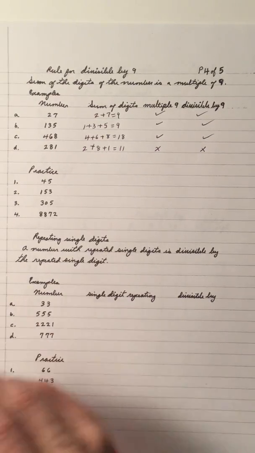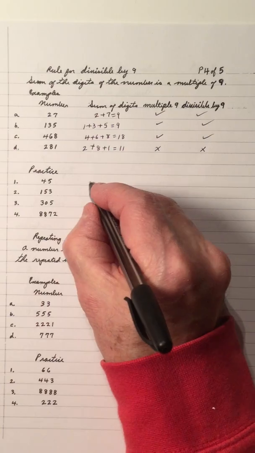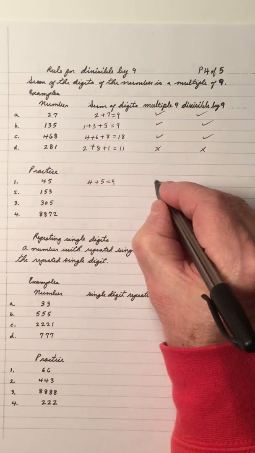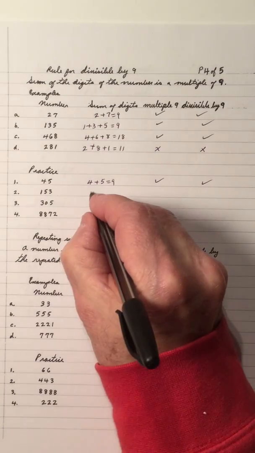Pause. Do these. Come back. 4 plus 5 adds up to 9. Multiple of 9, divisible by 9.